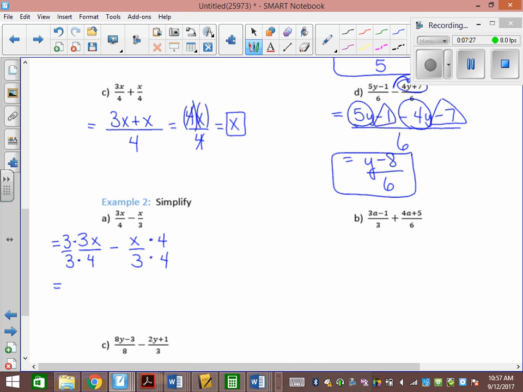So now we're going to have 3 times 3x, which is 9x, over 12, minus x times 4, which is 4x, over 12. And now what can we do? Now we can minus them because we have common denominators, which is what we need when we're adding and subtracting. So it's all over 12, and we get 9x minus 4x, and 9x minus 4x is 5x. And we still don't have to state restrictions because we do not have a variable in the denominator.